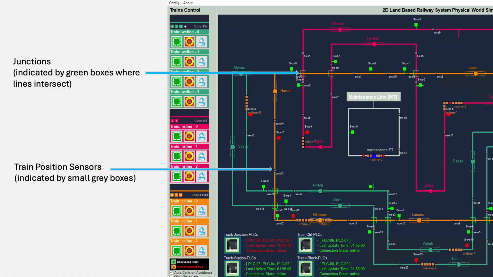For the last two components, we have firstly the junctions, which are indicated by the green boxes where one train line intersects with another line. And next, we have the train position sensors, which are indicated by the small grey boxes that are at fixed intervals along each of the train lines.